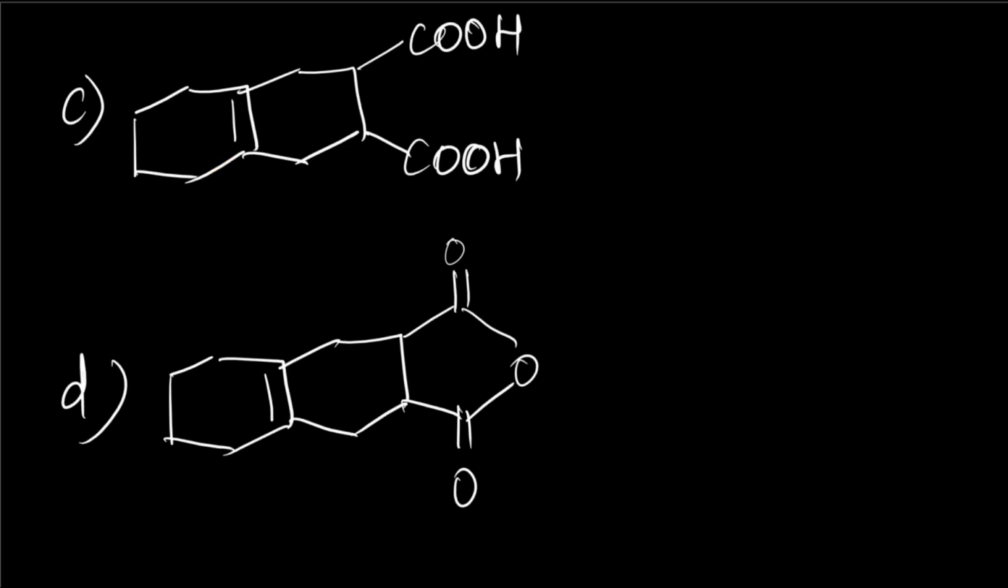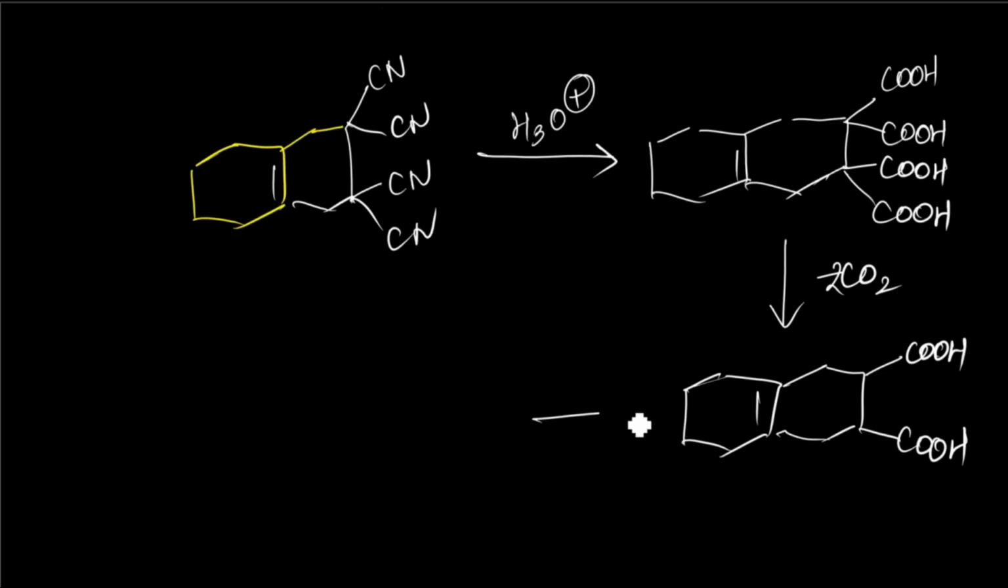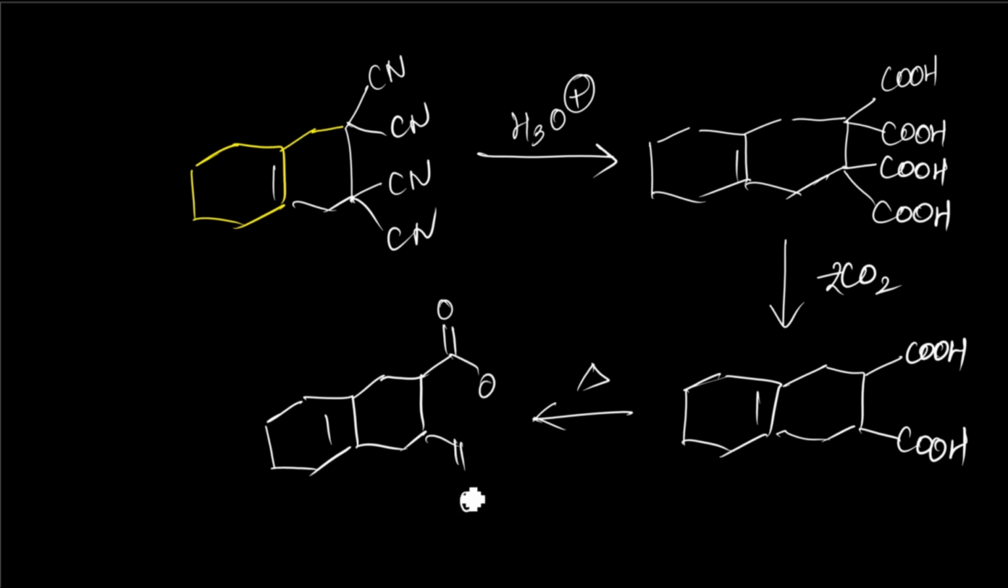Okay, so still I'm having heat. So upon heating, it will become an anhydride. Correct? So C double bond O, O, double bond O. Right? So this is my product.